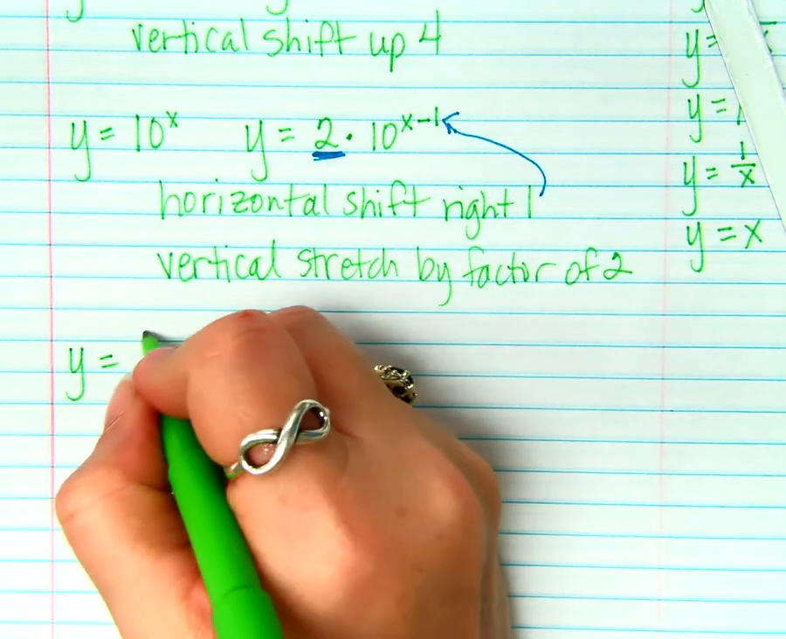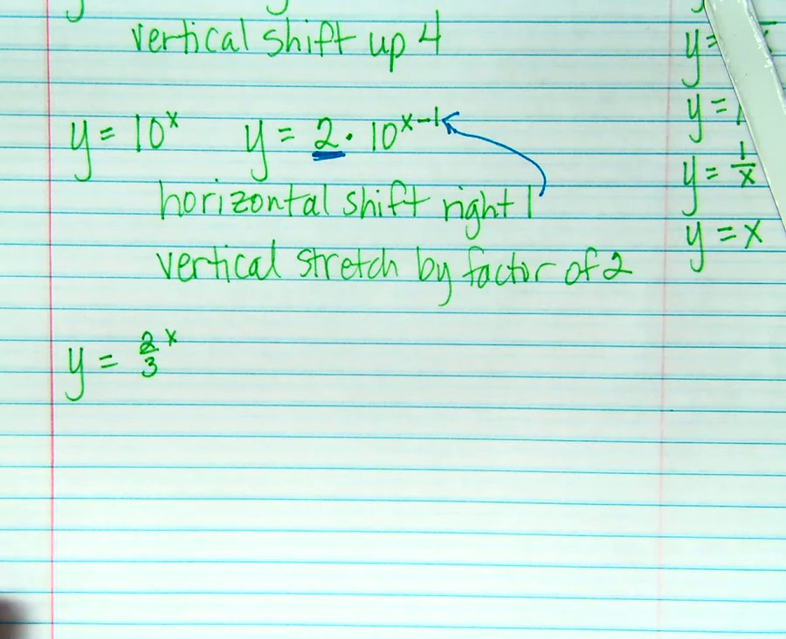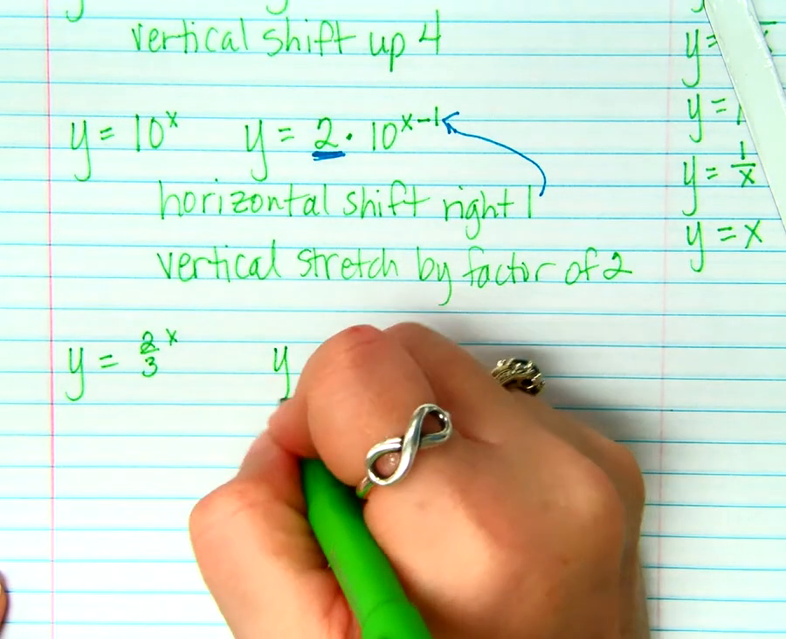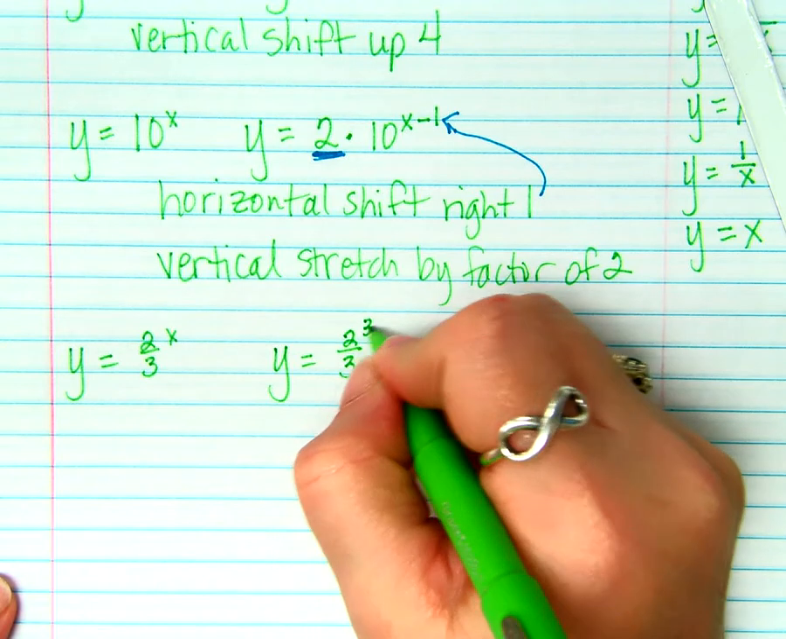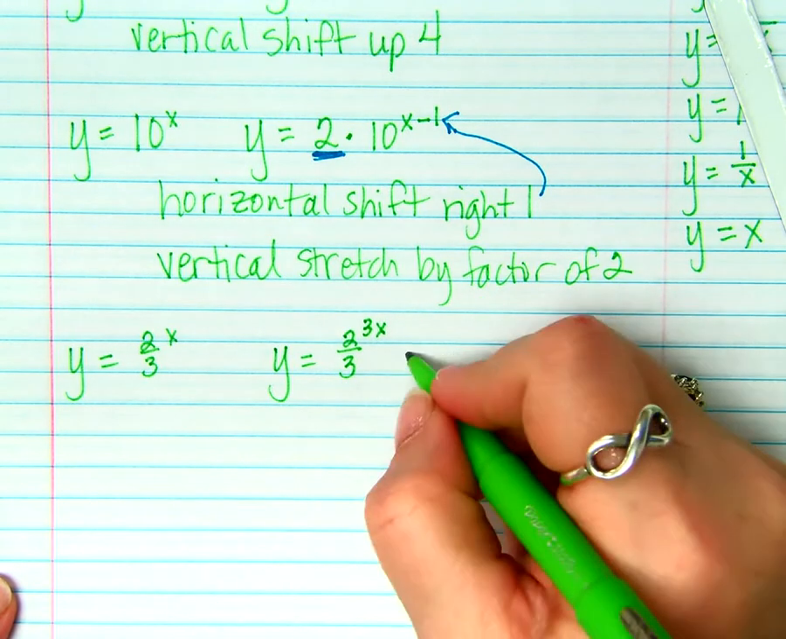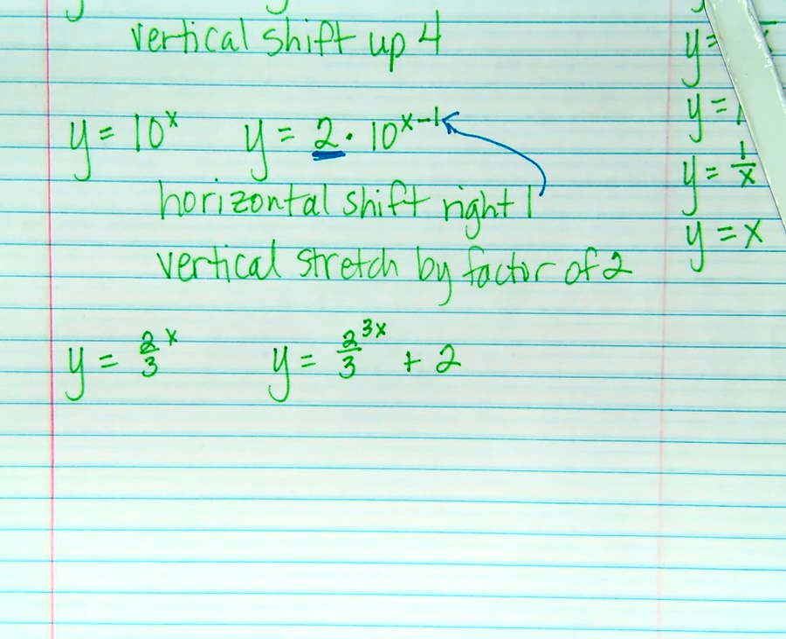y equals 2/3 to the x power is our original exponential function. And we're going to say y equals 2/3 to the 3x power. And we'll throw in a plus 2, just for fun. Okay, is it vertical or horizontal compression by a factor of 3?